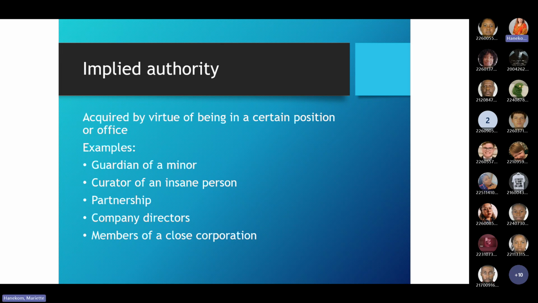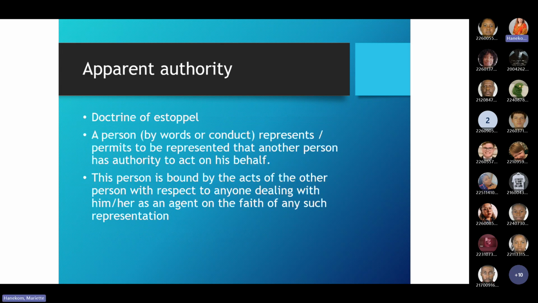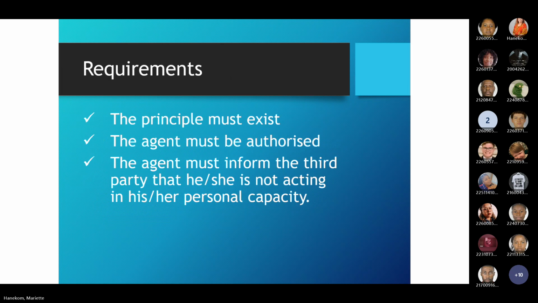Now, sometimes it can happen in a factual situation that somebody is not actually authorized. Let's go back to this slide first. The principal must exist. The agent must be authorized. If the agent is not authorized, if there is no authority, the general rule is that the principal will not be bound.